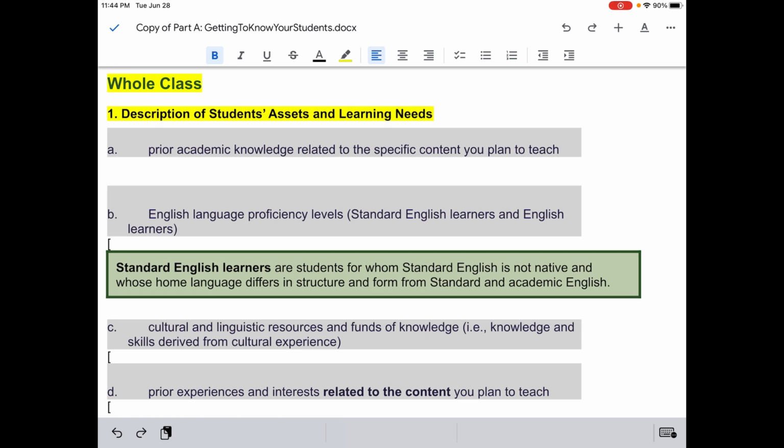So that's what I talked about. I talked about how they're going to be more knowledgeable, or in their learning needs, how this is going to affect them. So I went through all that and explained them more deeply. And then for part B, it talks about English language proficiency level, standard English learners and English learners.